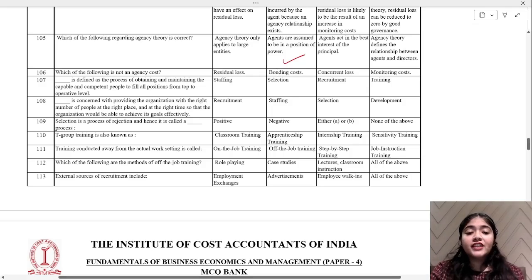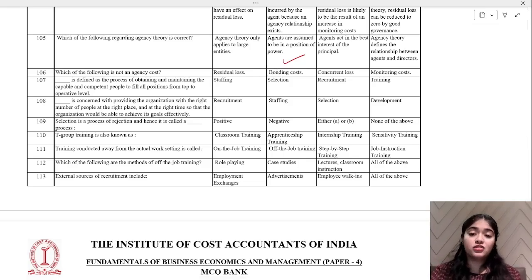Which of the following is not an agency cost? Okay, 1 second. Yeah, right. That's correct. Option number 2. Which of the following is not an agency cost? Residual loss, bonding cost, concurrent loss, or monitoring cost. This is not an agency cost. Concurrent loss is not an agency cost.